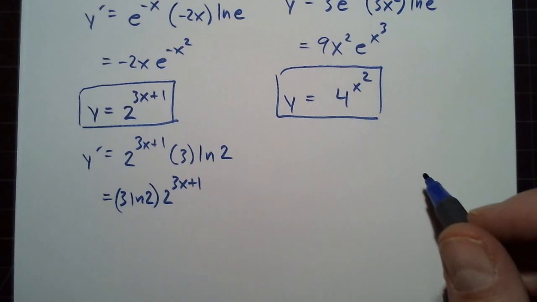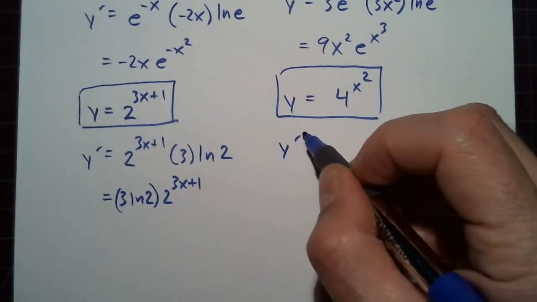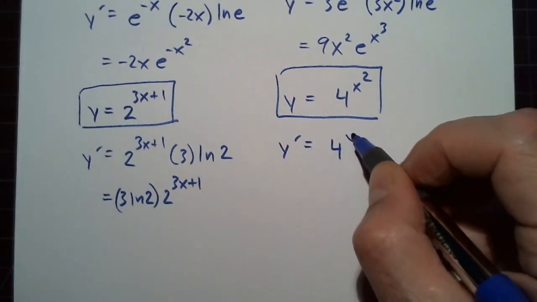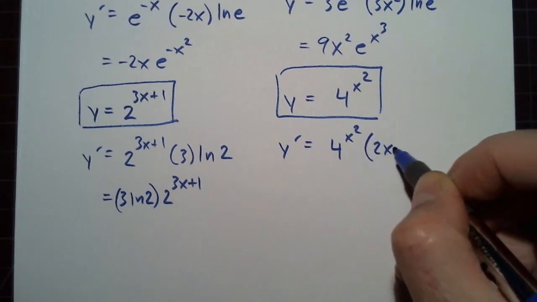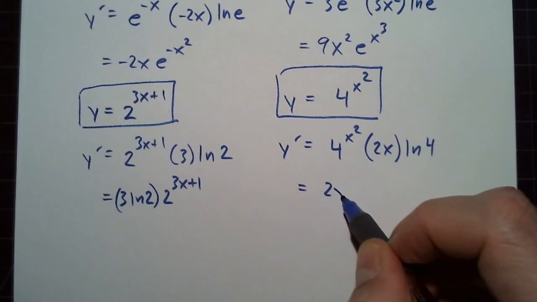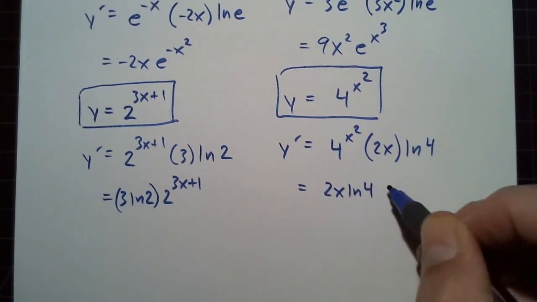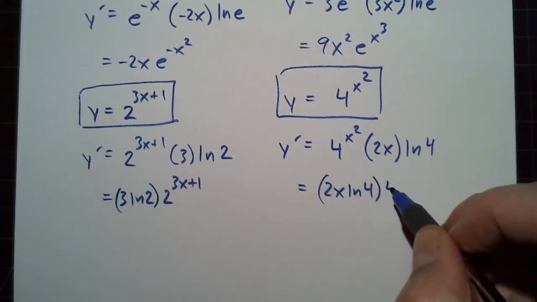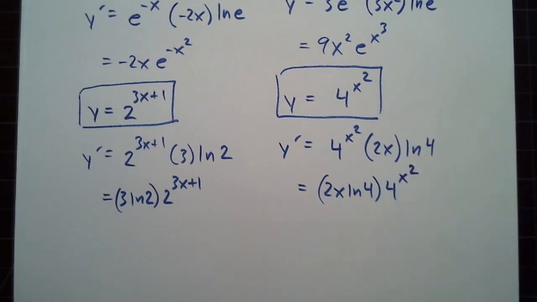Pause the video and try that one. Copy, chain rule, ln of the base, 2x ln 4 times 4 to the x squared.